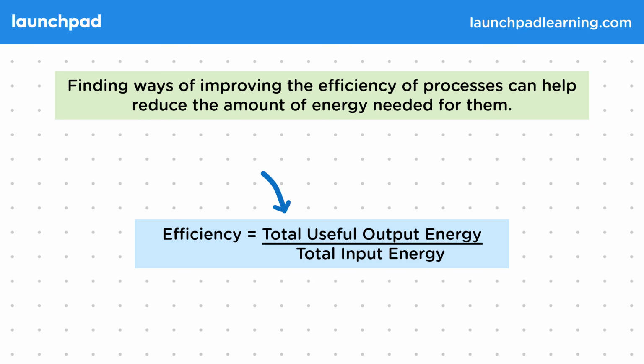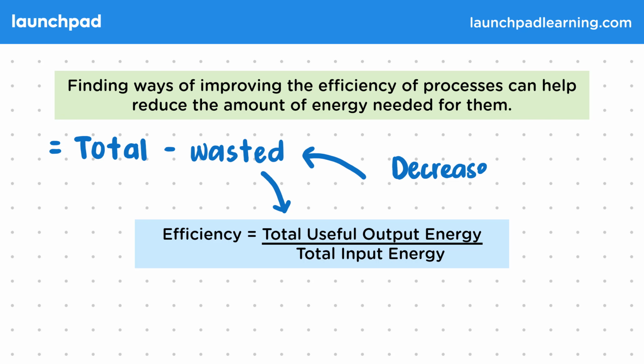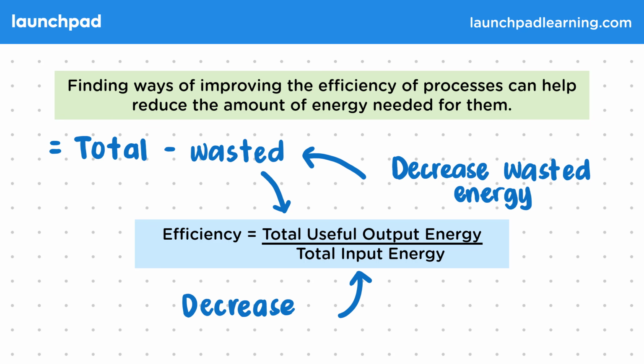We could start by increasing the numerator. The total useful output energy is equal to the total input energy minus the wasted energy. If we decrease the wasted energy, we can increase the efficiency overall. We could also decrease the denominator. By decreasing the input energy, the total useful output is proportionally larger, and this increases the efficiency as well. So in what ways can we reduce the wasted energy?